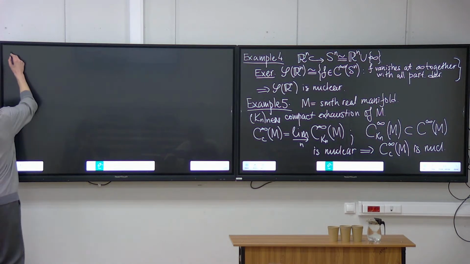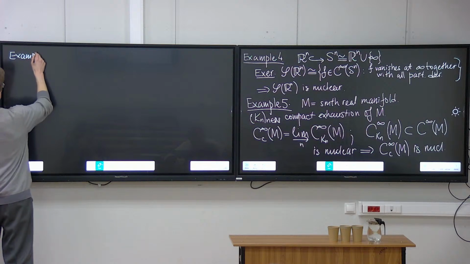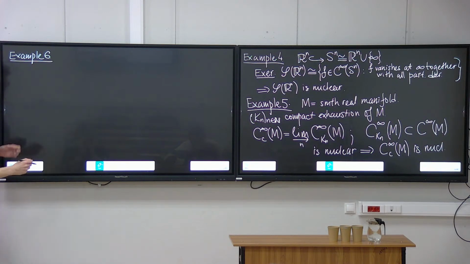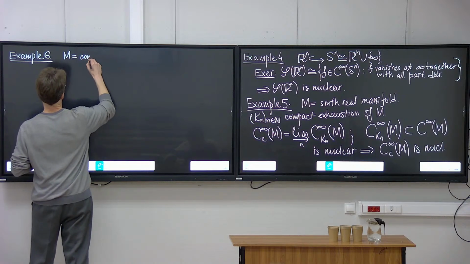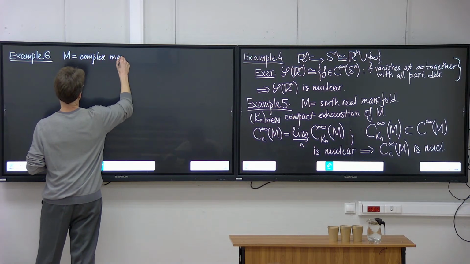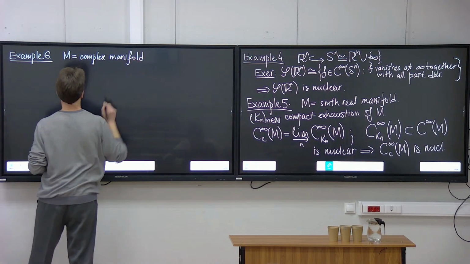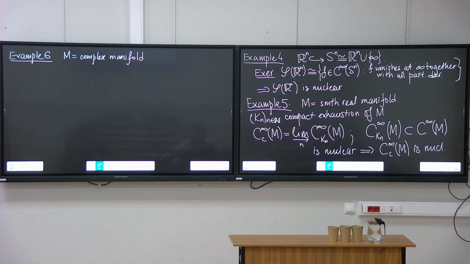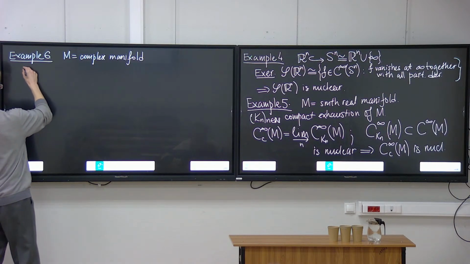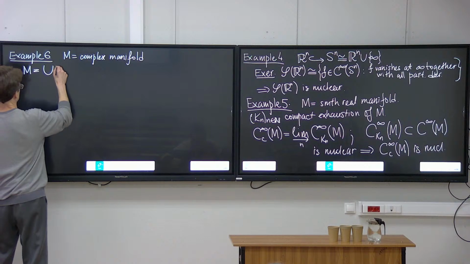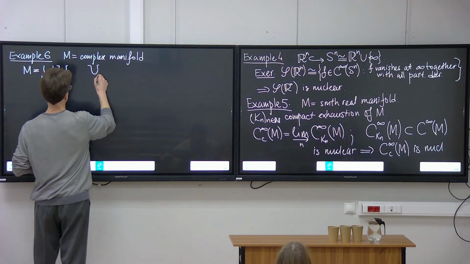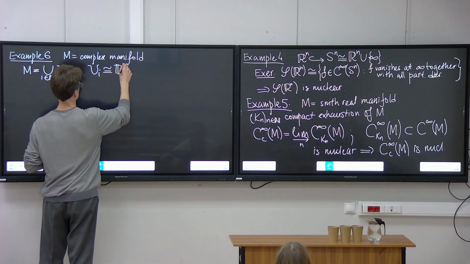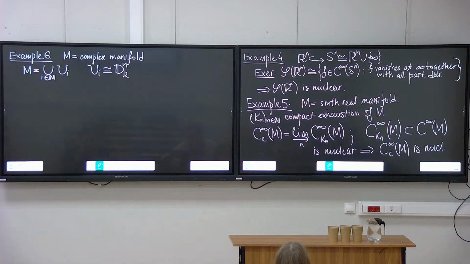Example 6. We have a similar result about spaces of holomorphic functions on complex analytic manifolds. So if M is a complex manifold, then to prove the nuclearity of the space of holomorphic functions, we take an open cover of M by a family of open sets which are biholomorphically equivalent to open n-dimensional polydisks.